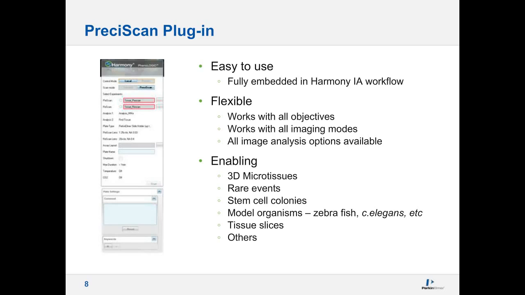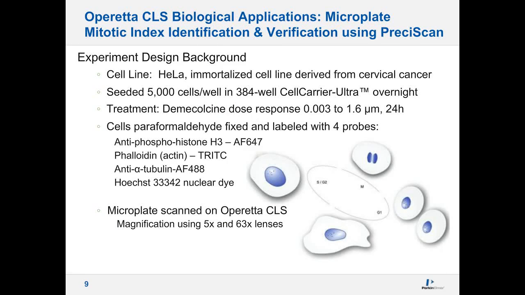This is going to be very, very nice, and I'm going to use this example of the mitotic index identification using HeLa cells. HeLa cells, of course, many people know, are one of the oldest cell lines available from ATCC, and it's immortalized, derived from cervical cancer.